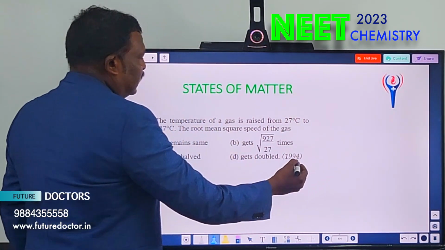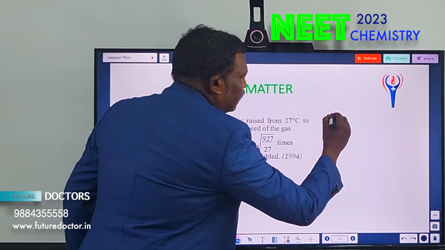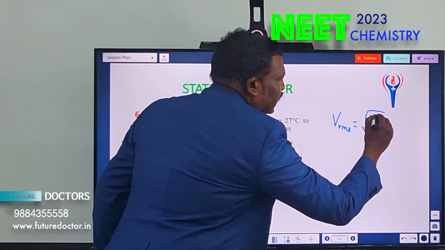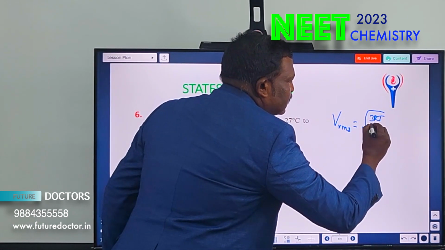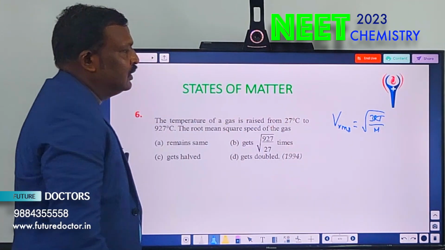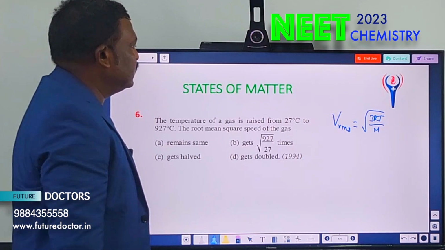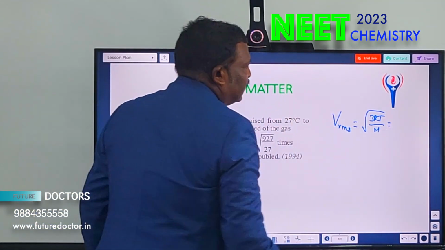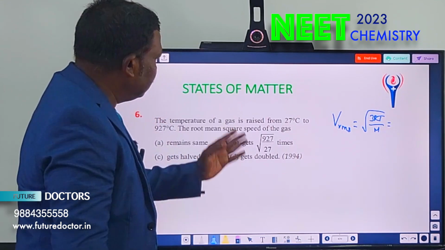You know that root mean square velocity is equal to what? Root of 3RT by m. So we have three kinds of velocity, remember. Suppose you just compare like this. Here we can put in kinetic energy or we can put it as it is.